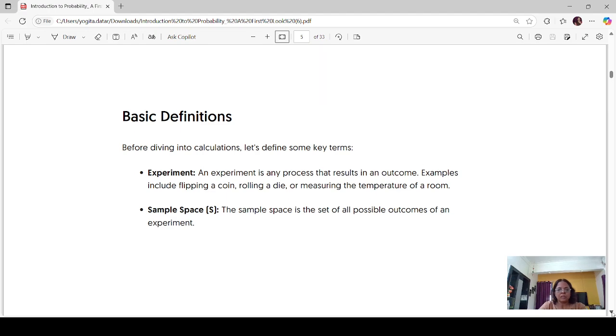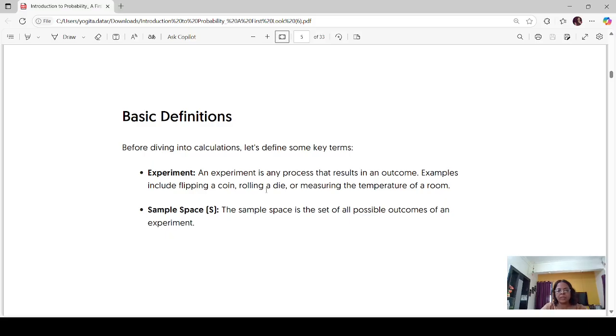Now the probability is associated basically with a random experiment. A random experiment is a process for which the results cannot be predicted. For example, flipping a coin, rolling a die, picking a card from a deck of cards. All these are called random experiments.